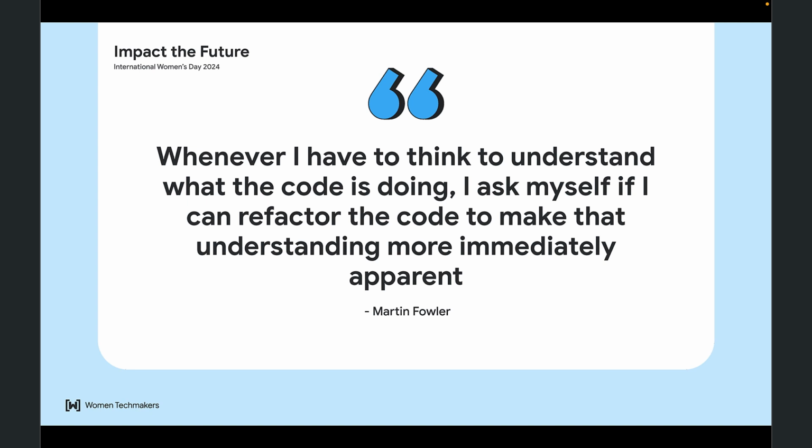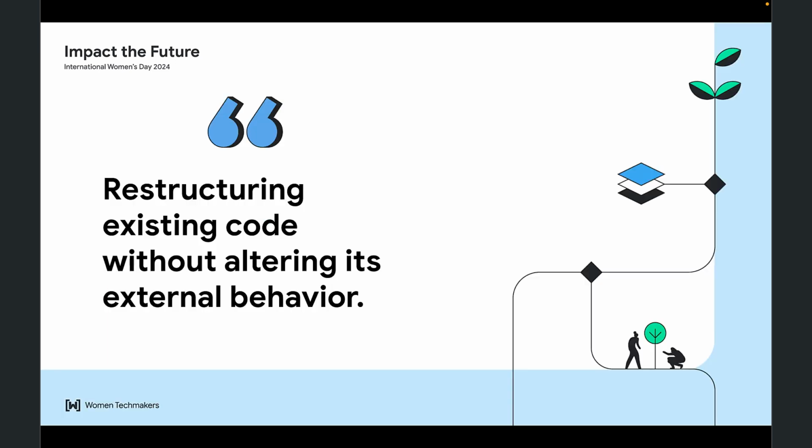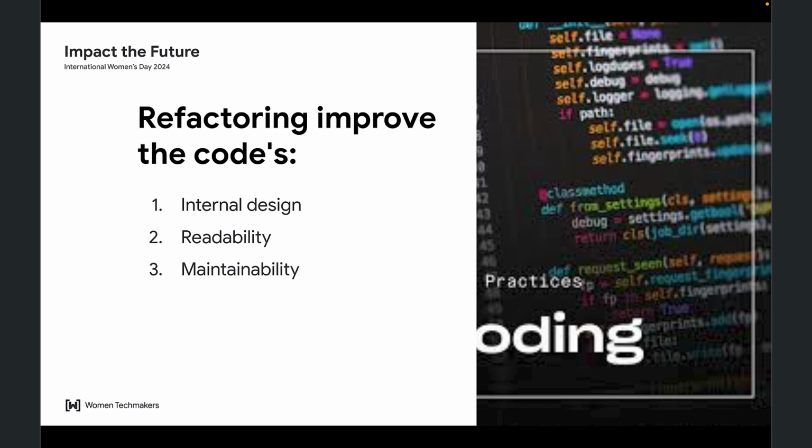So let's get started. Firstly, what is code refactoring? Basically, it's the process of restructuring your existing code without altering its external behavior. It primarily focuses on improving your code's internal design, its readability, and ensuring that it's easily maintainable. So think of refactoring your code base as a house, to make your house more functional and aesthetically pleasing, without changing its overall footprint.